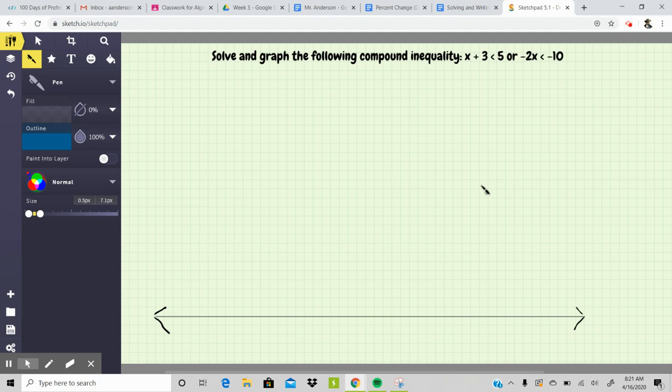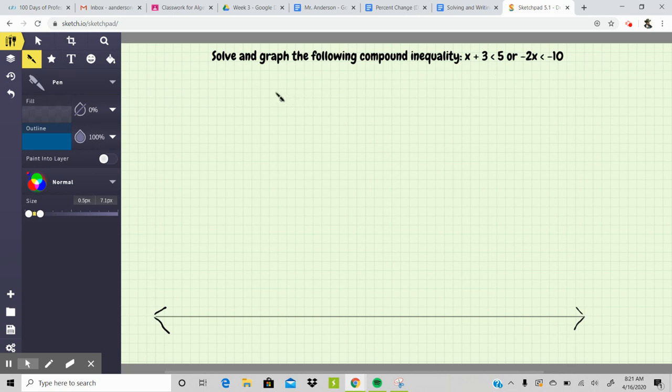Alright, so in these next couple videos, we will be doing something called solving a compound inequality. And it's compound because there's more than one part to it. If you notice this one, it's x plus 3 is less than 5, or negative 2x is less than negative 10. We have to solve both of these inequalities and graph both of these solutions. Okay, so solving these shouldn't be too difficult.